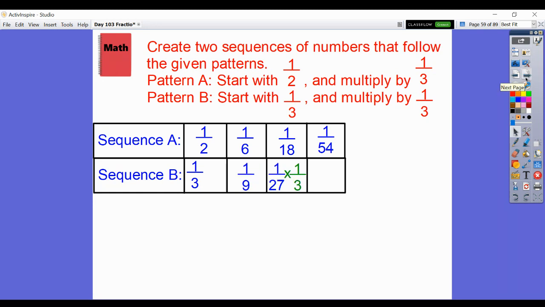1/27th times 1/3. Well, let's do it the old standard algorithm way again. Don't try to do this in your head. Now, some of you might try it, but be careful. There's no rush on this. 3 times 7 is 21. Bring down the 1, carry the 2. 3 times 2 is 6, plus 2 is 8. 1/81st, well, whatever.